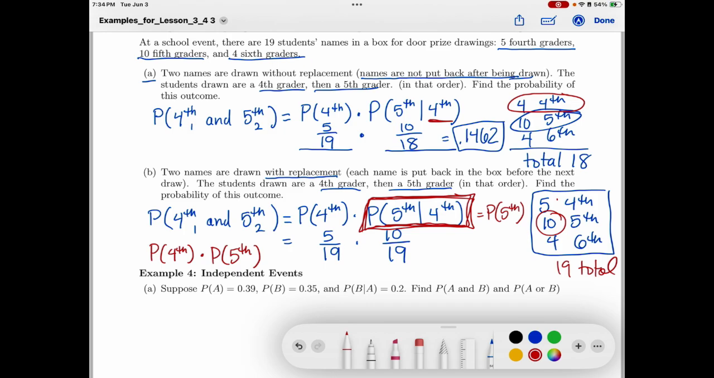So there is the difference between with and without replacement: without replacement will affect the independence of the two events. So this one is without replacement, and this one was our example with replacement.